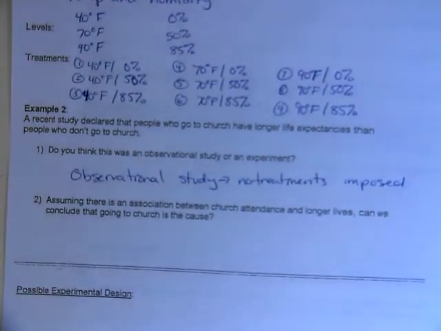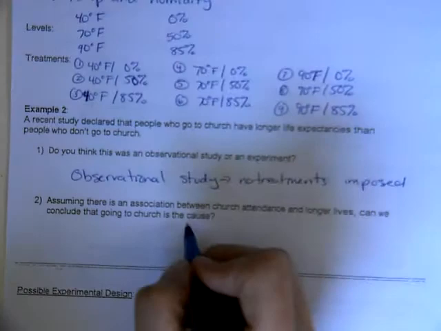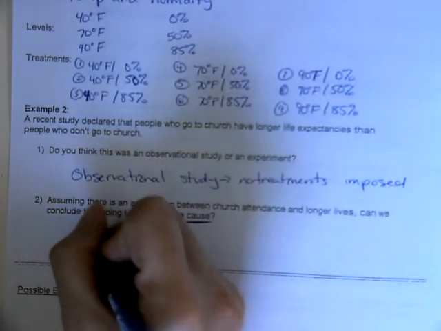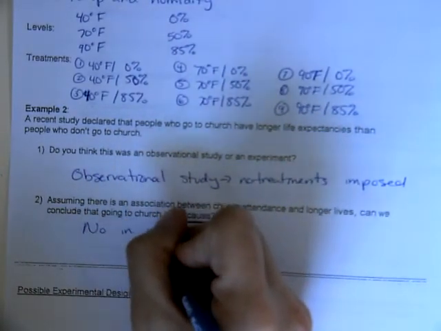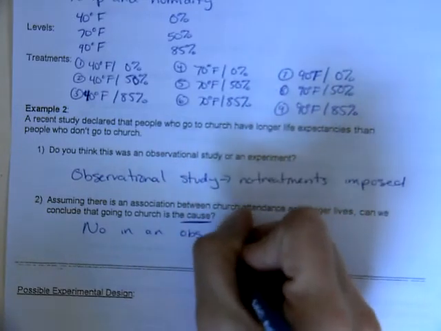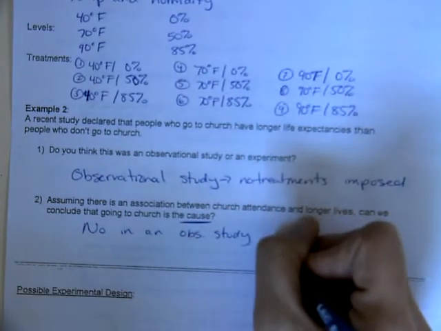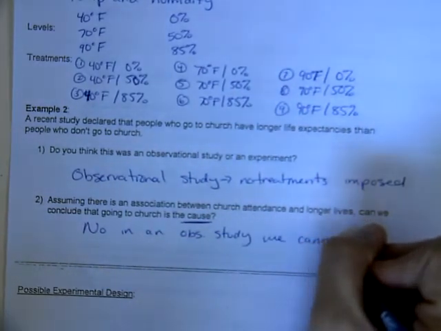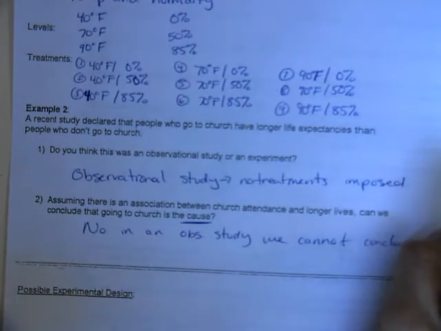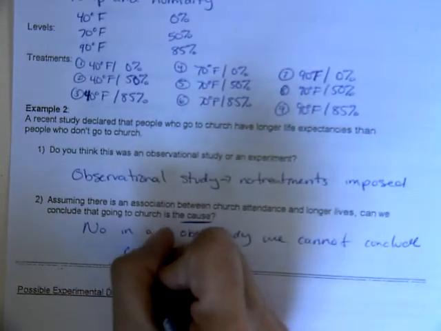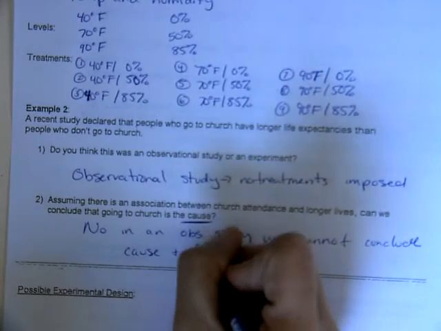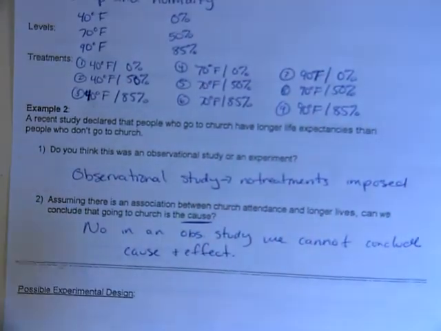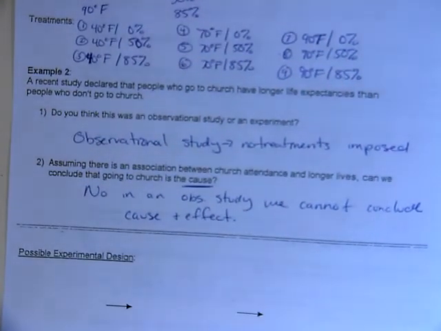Assuming that there's an association between church attendance and longer lives, can we conclude that going to church is the cause? Again, no. In an observational study, we cannot conclude cause and effect, because we did not impose anybody on going to church.